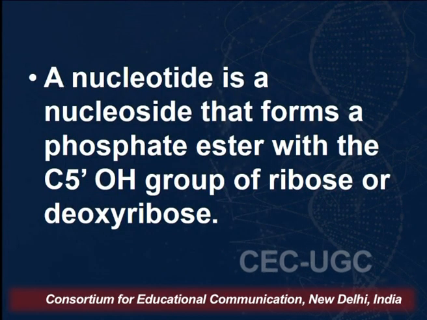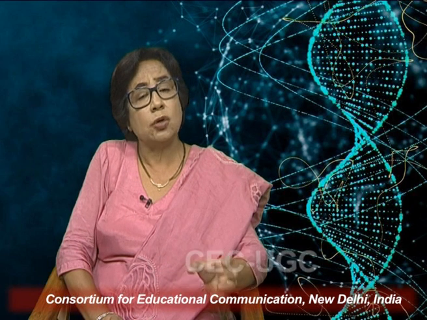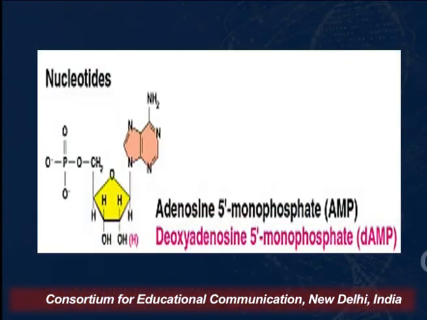Now, let us go on to discussing a nucleotide. You know, a nucleotide is a nucleoside that forms a phosphate ester with the OH on the C5 prime of the ribose or deoxyribose. So now how are we going to name these nucleotides? Since nucleotides are phosphate esters of nucleosides, we will simply add the word 5-monophosphate, because we are adding a phosphate group at the 5 prime position, just one more phosphate group. We will name it, supposing adenosine, as adenosine 5-monophosphate. So nucleotides are named using the name of the nucleoside followed by 5-monophosphate. So here I have taken a nucleotide of adenosine.